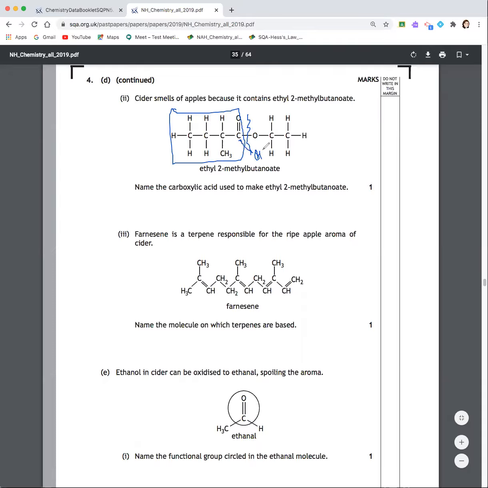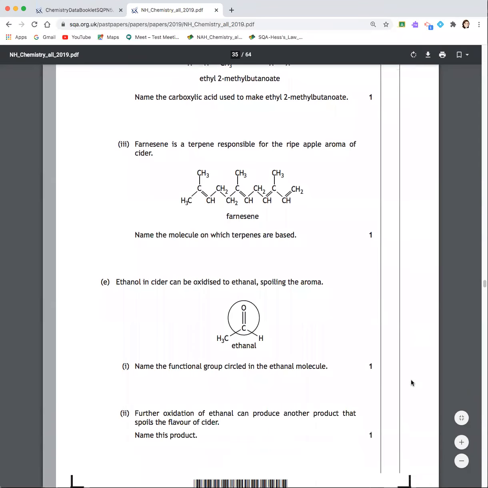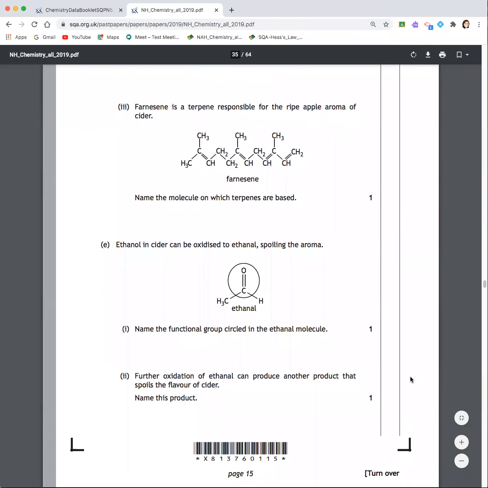Part 3, the molecule that terpenes are based on are isoprene units. You'll need to make sure you remember the name of isoprene as well, the systematic name, and be able to draw it. And then the functional group circled here is a carbonyl group, where the carbon is double bonded to an oxygen, and there's no OH attached to it. If there was an OH there, that would be a carboxyl group.